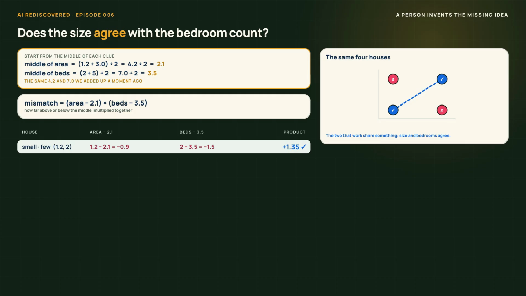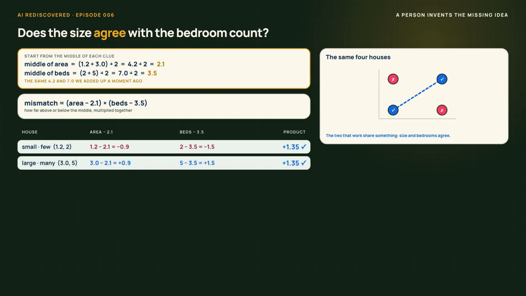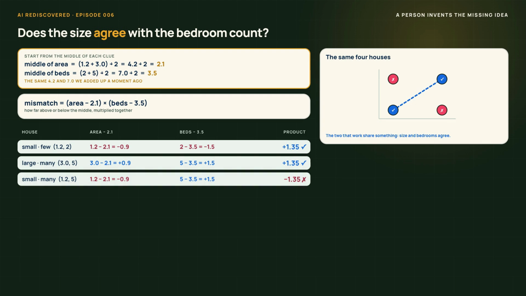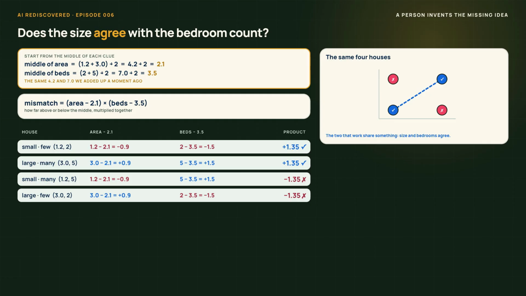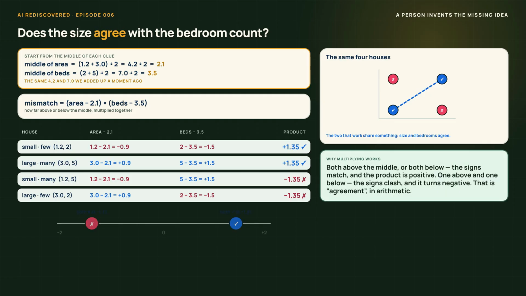Watch what that does to our 4 houses. Both well-proportioned houses score plus 1.35. Both mismatched houses score minus 1.35. And now, one straight line on this single invented clue separates them perfectly. Problem solved. But look closely at what just happened, because this is the whole episode.